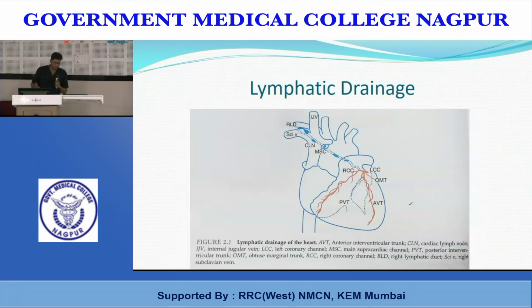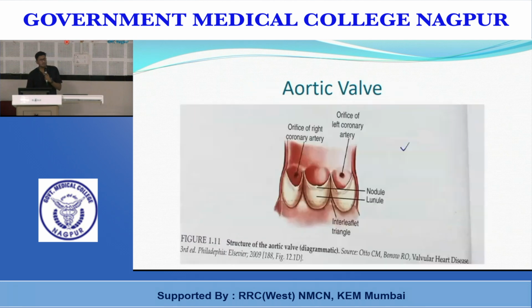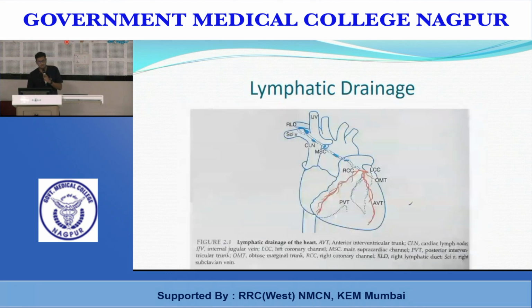Also they say that mets cannot happen in the heart, but mets can happen in the heart because the heart also has lymphatic drainage. The lymphatic drainage of the heart is just like our arterial supply. It is very simple. The anterior ventricular trunk follows the LAD. The posterior ventricular trunk follows the PDA. Both combine and form the right cardiac channel. This goes up, combines with the obtuse marginal trunk, and forms the left cardiac channel.